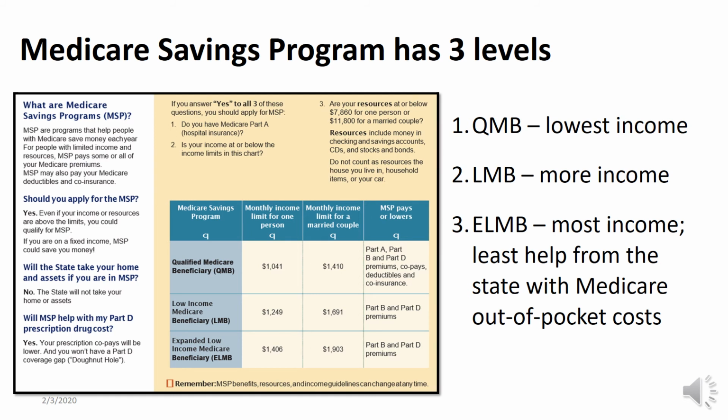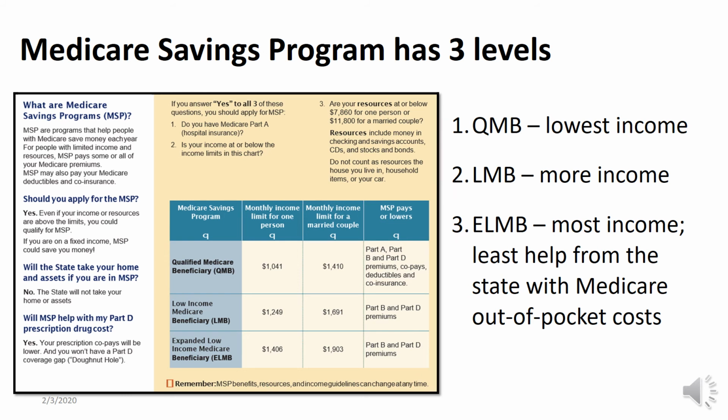Medicare Savings Program has 3 levels: QMB, LMB, and ELMB. The QMB level, Qualified Medicare Beneficiary, is the level where the applicant or the member is making the lowest amount of income, so they're getting the highest amount of help from the state. So their Medicare out-of-pocket costs, such as their Part A, Part B, and Part D premiums, Medicare co-payments, deductibles, and co-insurance, they're either getting that very highly discounted or free. And then as you make more income, you simply get less help from the state.